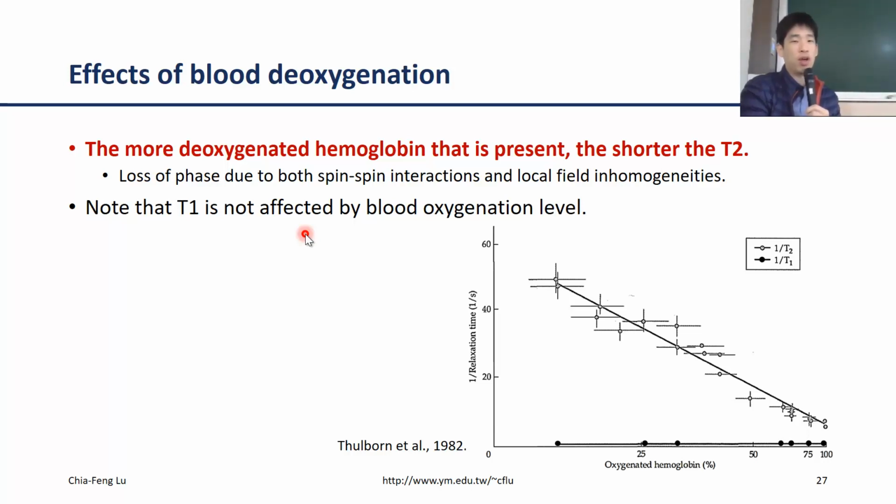But for you, maybe just keep in mind that with less deoxygenated hemoglobin, it will reduce the distortion of the magnetic field and hence increase the BOLD signal level. Okay.